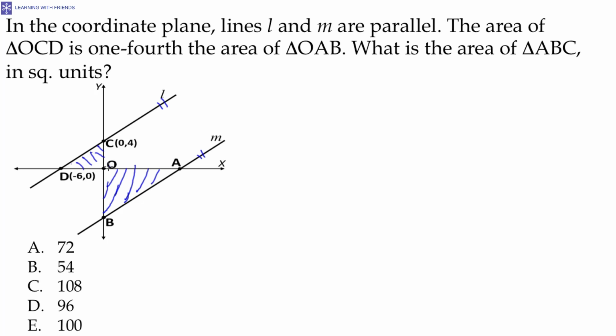So triangle OCD area is 1/4 triangle OAB, right? What is the area of triangle ABC? So ABC is not completely drawn here. We can just draw ABC, a rough sketch. So triangle ABC, if I were to just complete the triangle, yeah, so this triangle ABC is what we need to find the area.